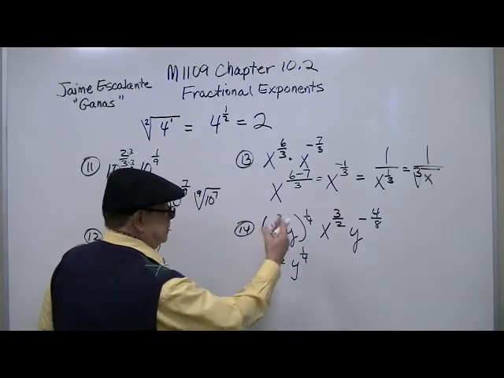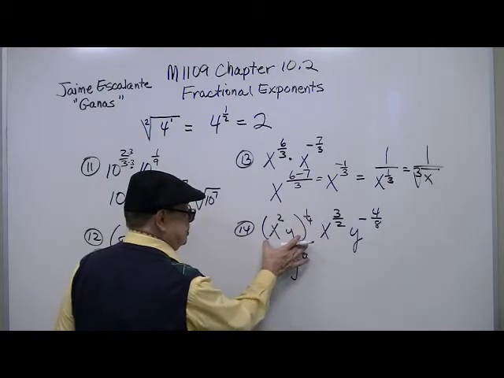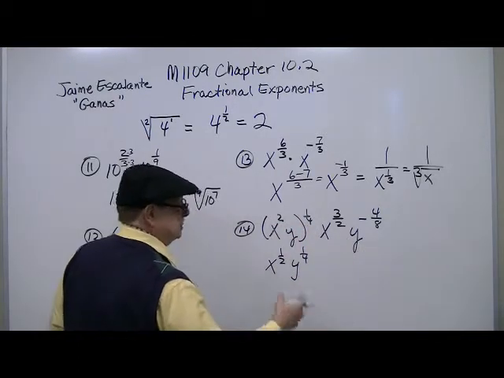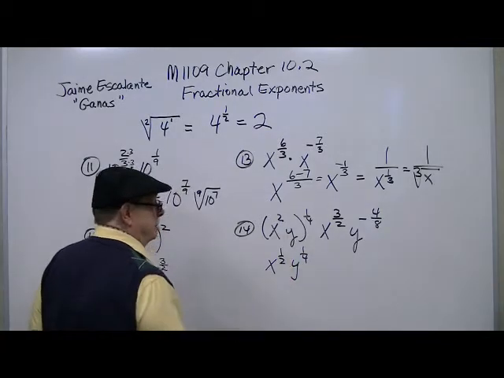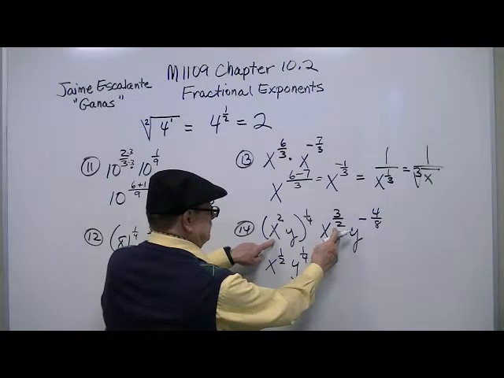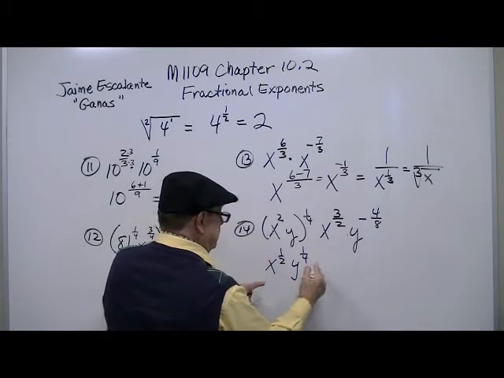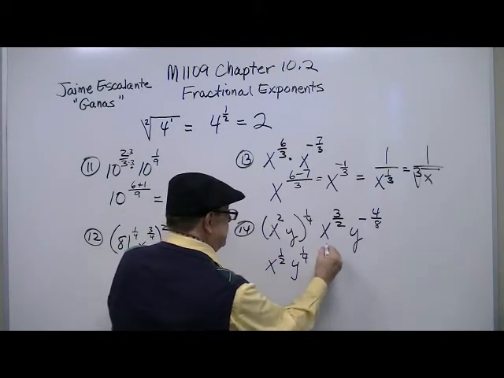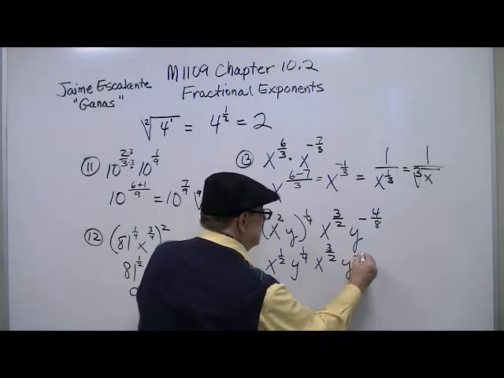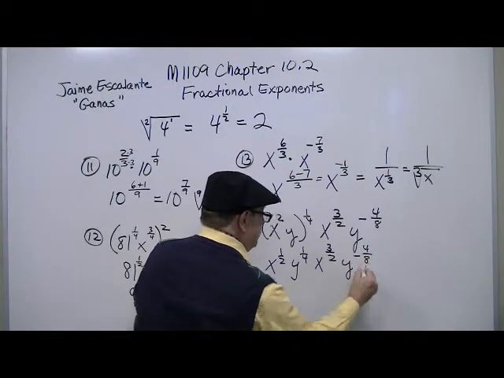And then we want to, now that we've gotten it out of the parentheses, add like terms and common denominators. So for our x, these are our 2 x's. In fact, I'll write it here. x to the 3/2, y to the negative 4/8.